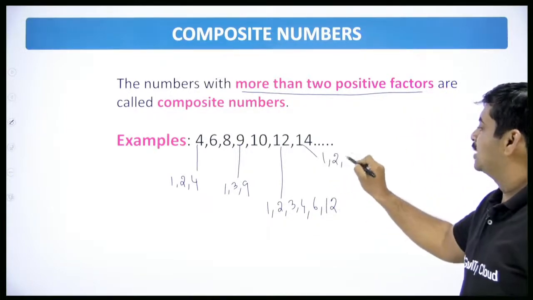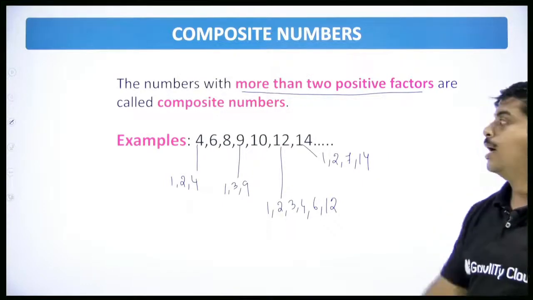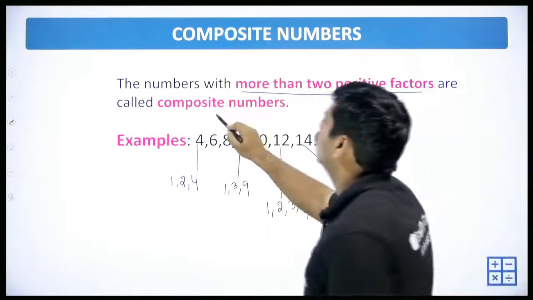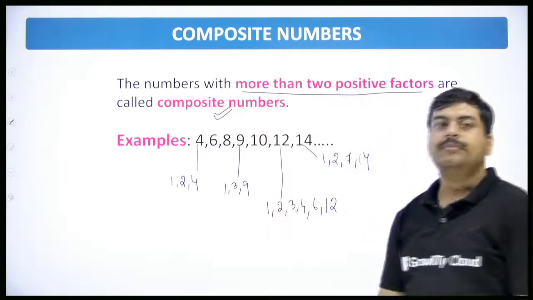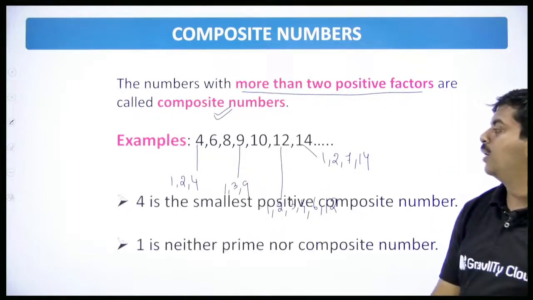14, 1, 2, 7, 14. 7 2s are 14, so all these are factors. Okay, so more than 2 positive factors, such type of numbers are called composite numbers. Clear? So let's move forward for the next one.